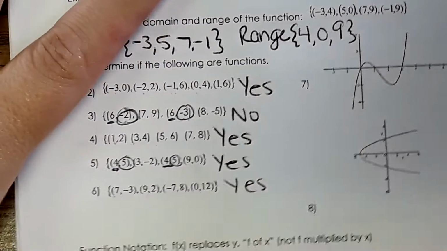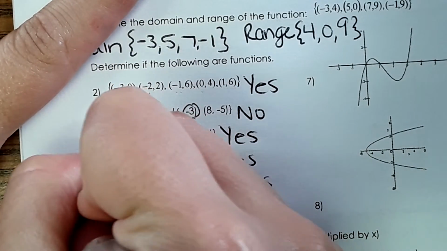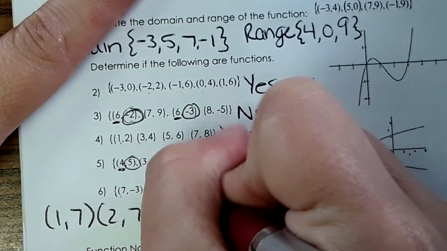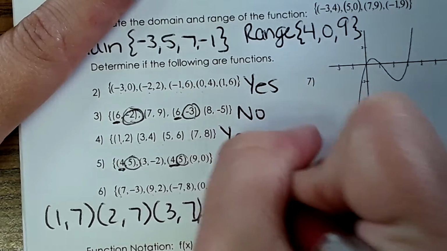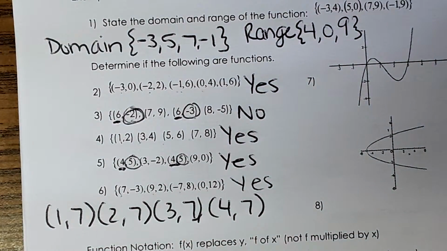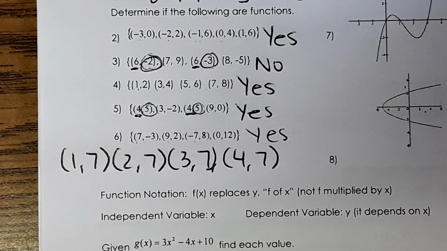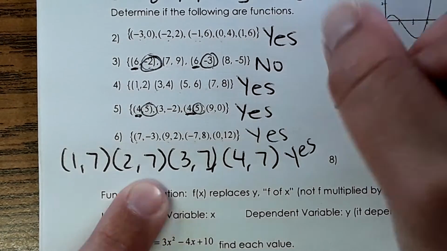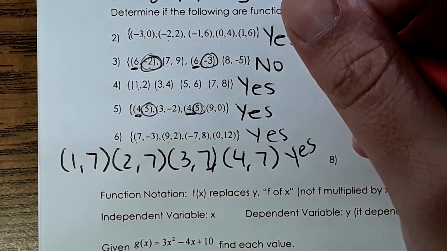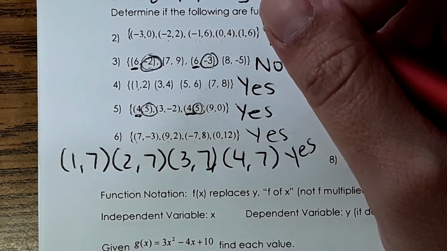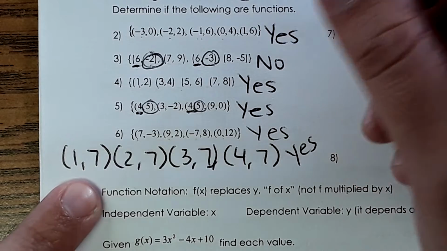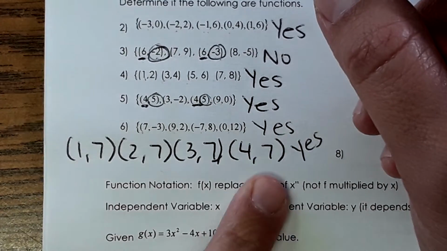And then the other example that I was going to add is something like this. 1, 7, 2, 7, 3, 7, 4, 7. So I told you to look at the x's, and that still holds true. For every x, there can only be one y. In this case, yes, this is still a function. The y's repeat, but that's okay. If I had an x repeat and then it had a different output than the original, then that would not be okay. But this is fine.